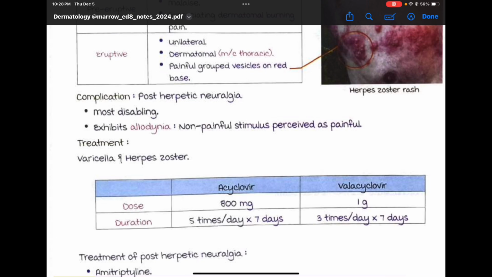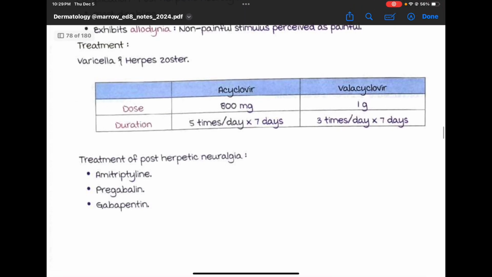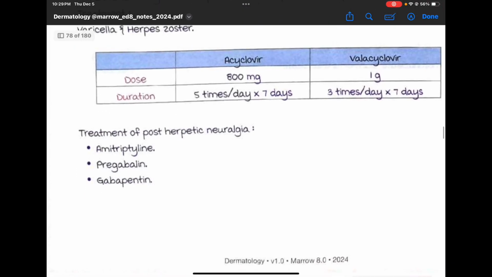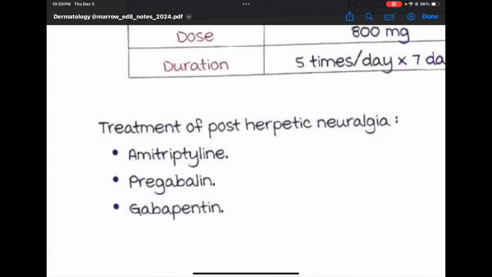Treatment: varicella and herpes zoster, 800 mg acyclovir 5 times a day for 7 days, or 1 gram valacyclovir 3 times a day for 7 days. Acyclovir is most commonly used. Treatment of post-herpetic neuralgia: pregabalin, gabapentin is most commonly used. Amitriptyline.